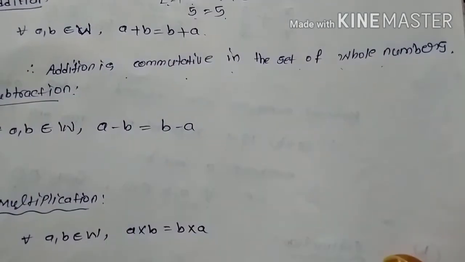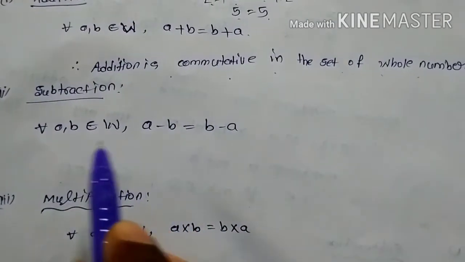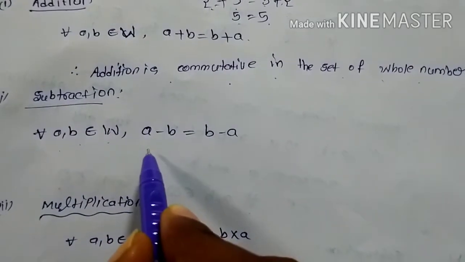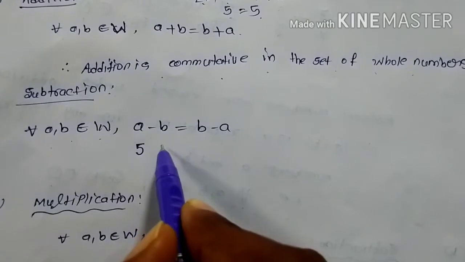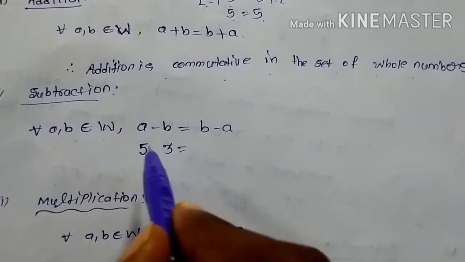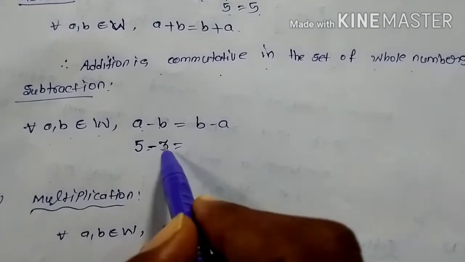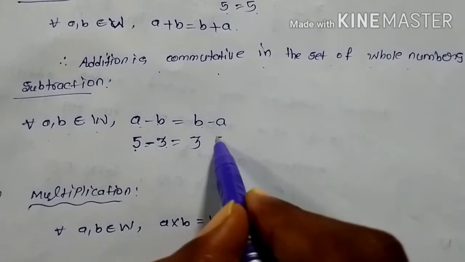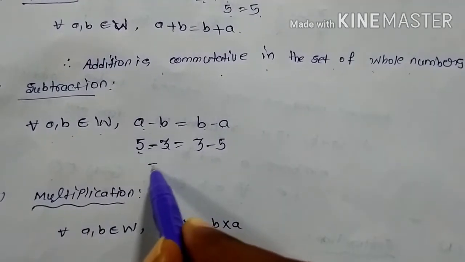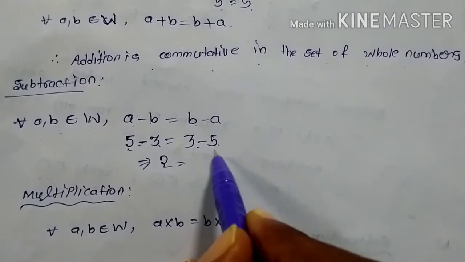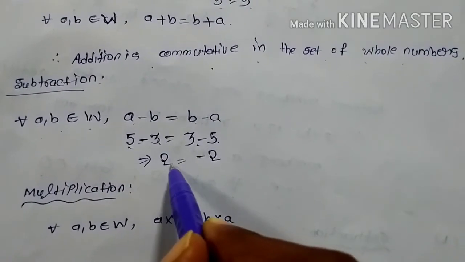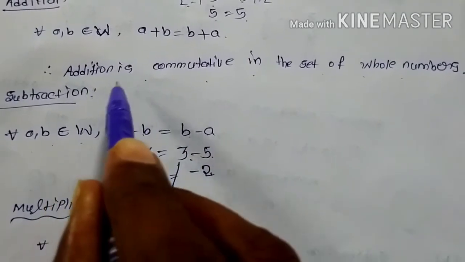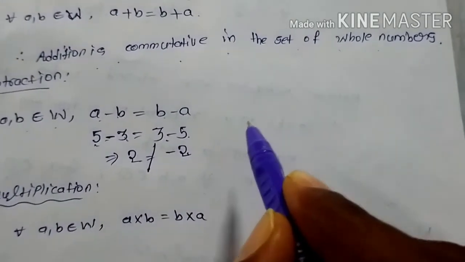In a similar way, see subtraction. For all a, b belonging to W, a minus b is equal to b minus a. For example, I am taking a equal to 5 and b equal to 3. Next you can write 5 minus 3. Next we have to write b minus a. The value of b is 3 and the value of a is 5, that means 3 minus 5. 5 minus 3 is equal to 2. Next, 3 minus 5 is equal to minus 2. Is 2 equal to minus 2? Not equal. So you can write here that subtraction is not commutative.